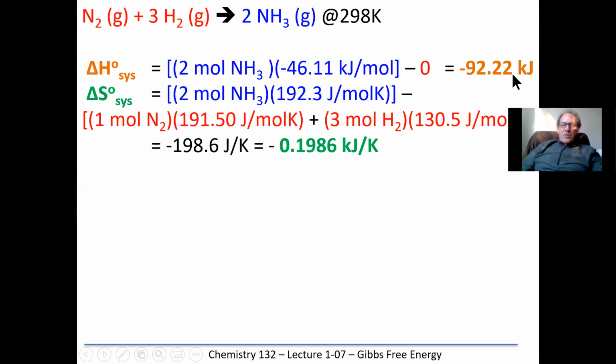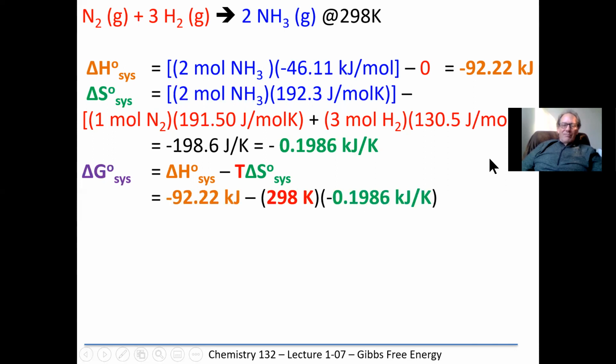Recall, though, that delta H was calculated in kilojoules. So we're going to convert the joules to kilojoules by dividing by 1,000 joules in a kilojoule. Why is that so important? Because this is where if you use 198.6 and 92.22, you will get an answer that is wrong.